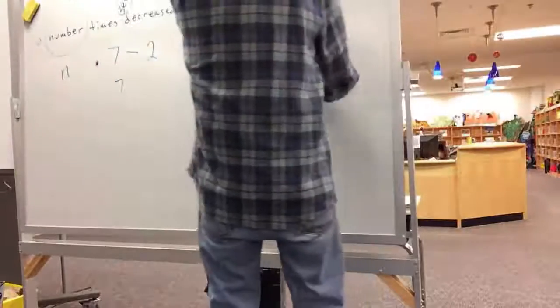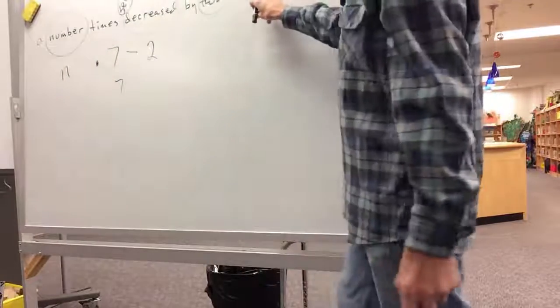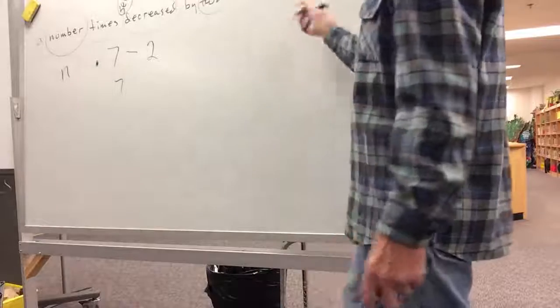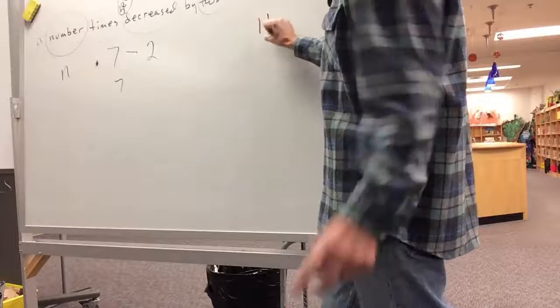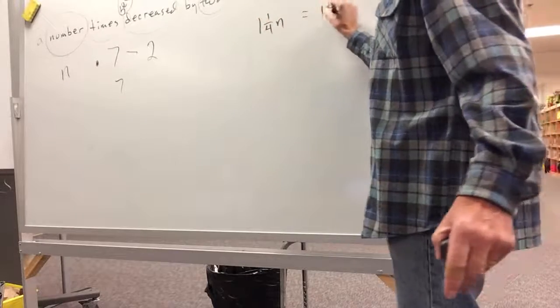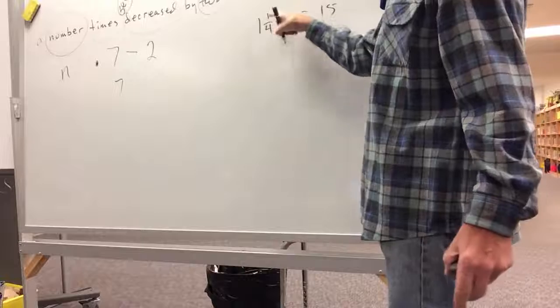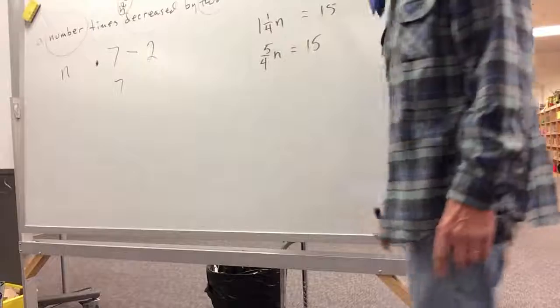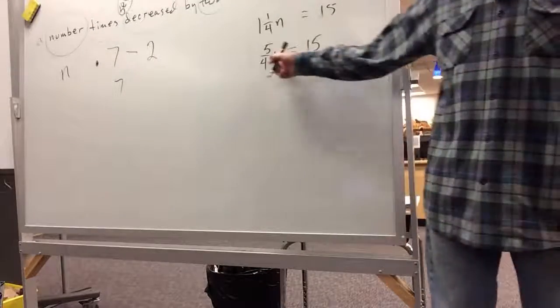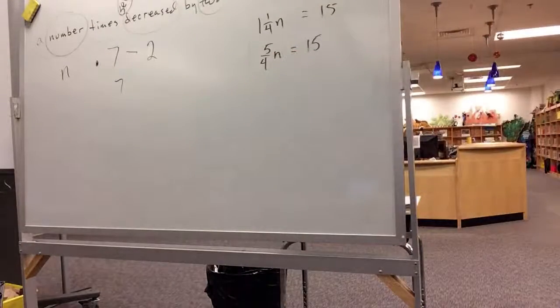How about this? If we took the top one, how many n's is this? 1. So when we add it together, now how many n's is it? 1 1/4. Change this: 4 times 1 plus 1 is 5/4. And how can you solve that to figure out what n is equal to? We did this last year. Yeah, we did.